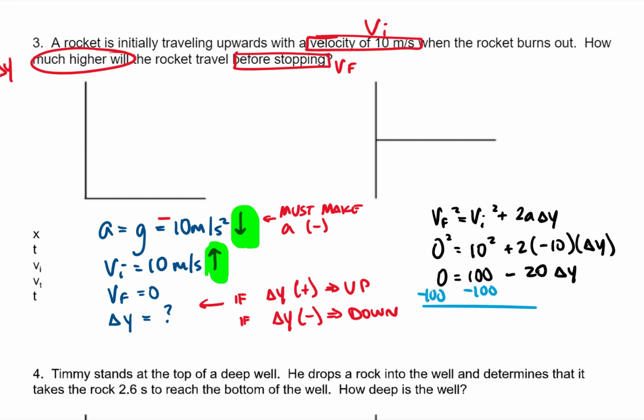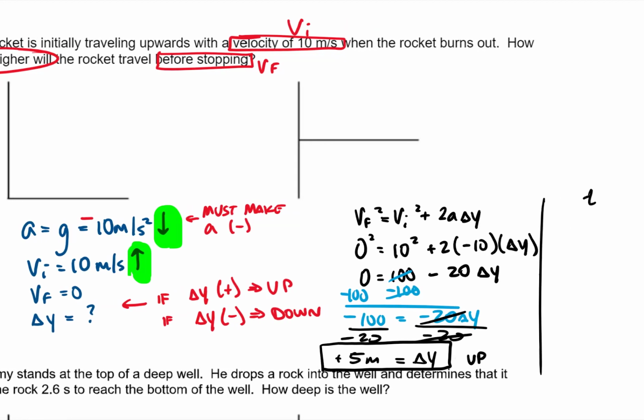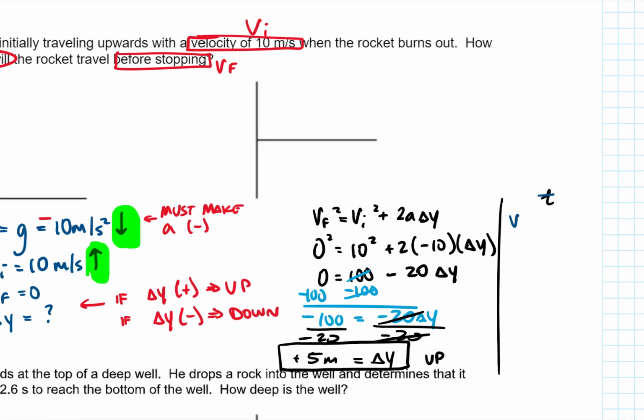We'll subtract 100 from both sides, because the 20 delta y is all being multiplied together. That's why we're going to subtract 100 from both sides. It's really important. So the hundreds go away on the right hand side, and it gives me negative 100 is equal to negative 20 delta y. Now we're going to divide by negative 20 to move that over. It crosses out on the right hand side. And then I get that delta y is equal to 5 meters. Because that's positive, it's going to be up. That's important.